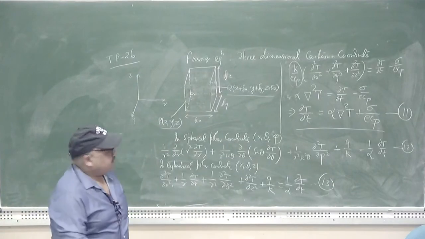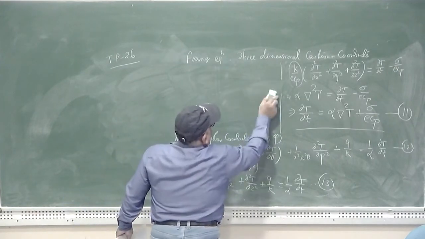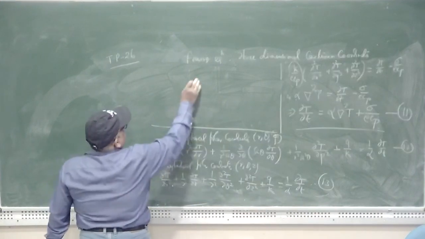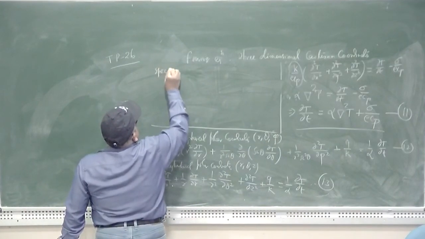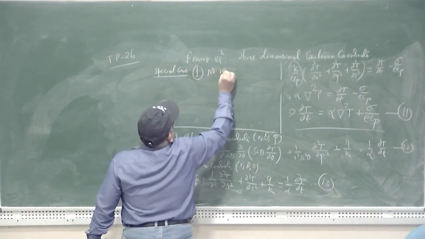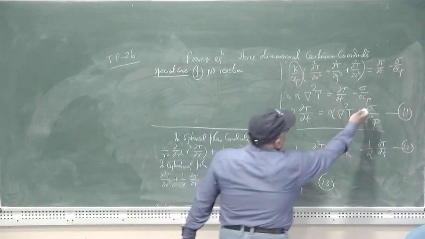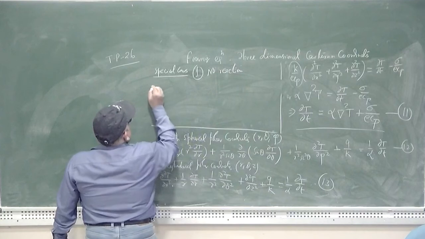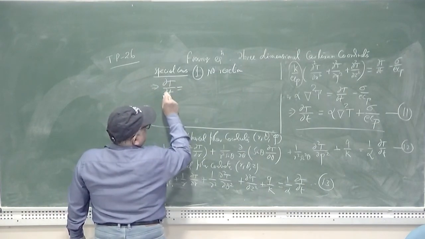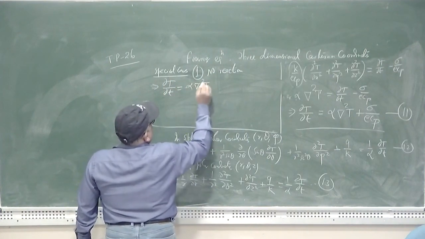Now, revisiting equation number 11, the special cases of equation number 11. Number 1, no reaction is going on inside the volume element. What will happen? Sigma is equal to 0, then the shape of the Fourier heat conduction equation will be ∂T/∂t, that is the rate of change of temperature with respect to time, equal to alpha del square T.